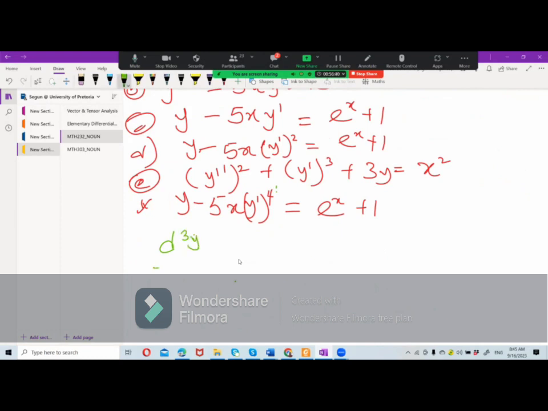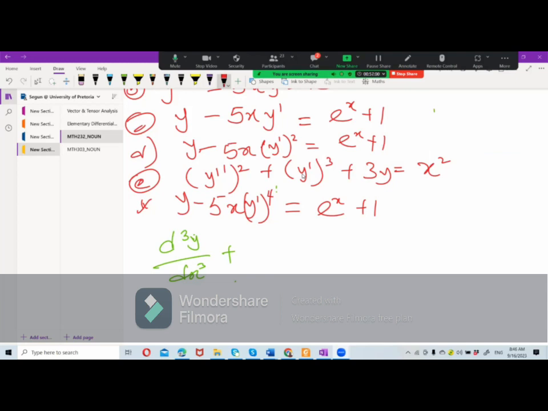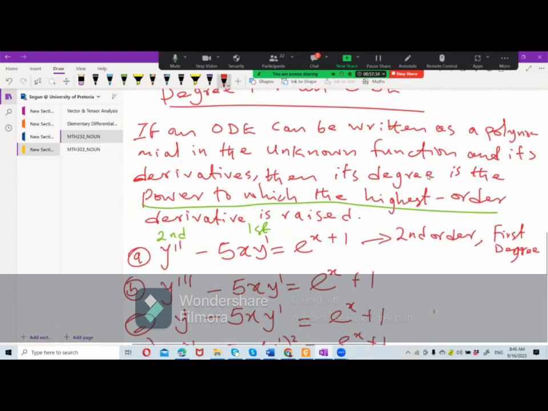The third derivative d³y/dx³, plus... so what is the remaining one? The 3y d is minus 5x. dy/dx equals e^x plus 1. So you discover that all the power here is 1, all the power here is 1. Am I communicating? Yes, sir. So it's 1. So that's why it is first degree.